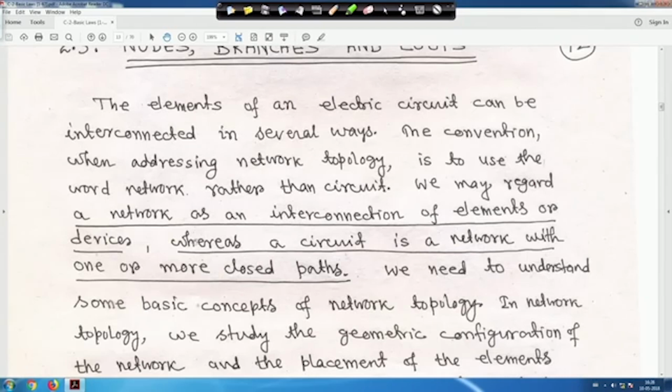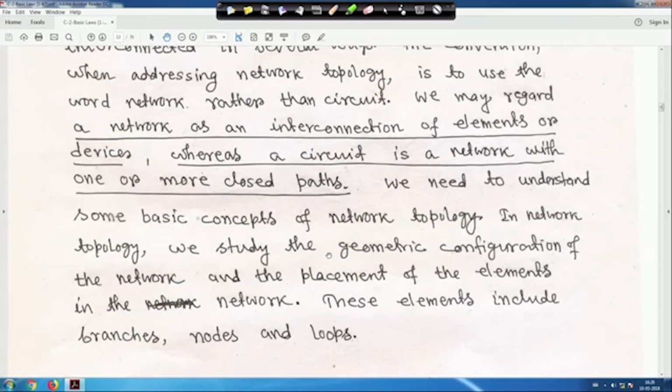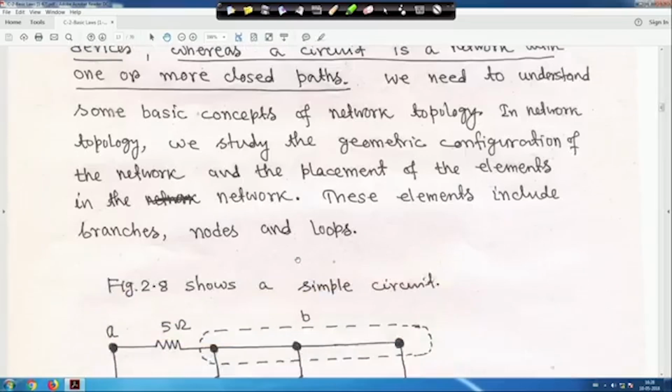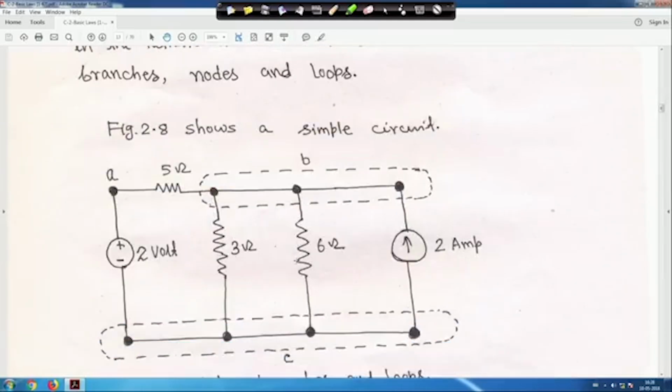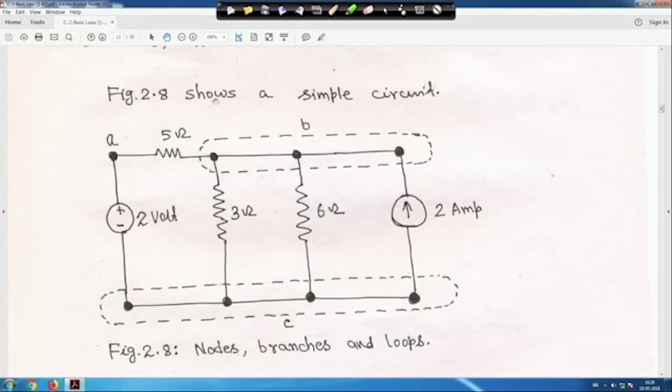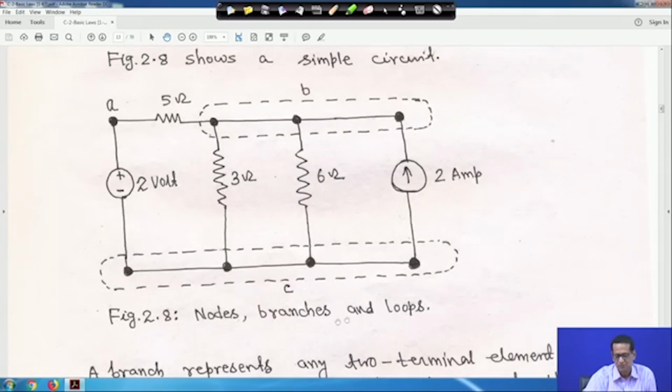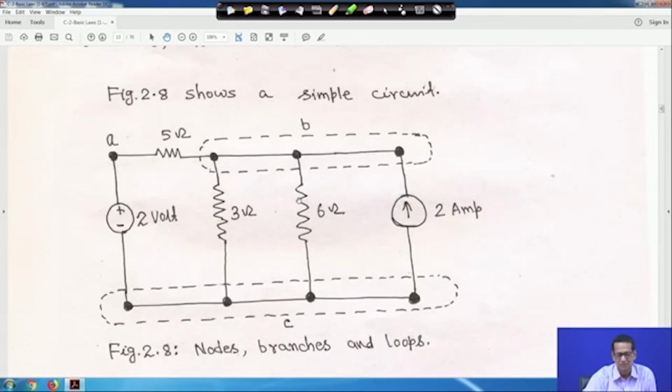So we need to understand some basic concepts of network topology. In network topology, we study the geometric configuration of the network and the placement of the elements in the network. These elements include branches, nodes and loops. Suppose, for the purpose of explanation, this is a figure where we have to find out the nodes, branches and loops.